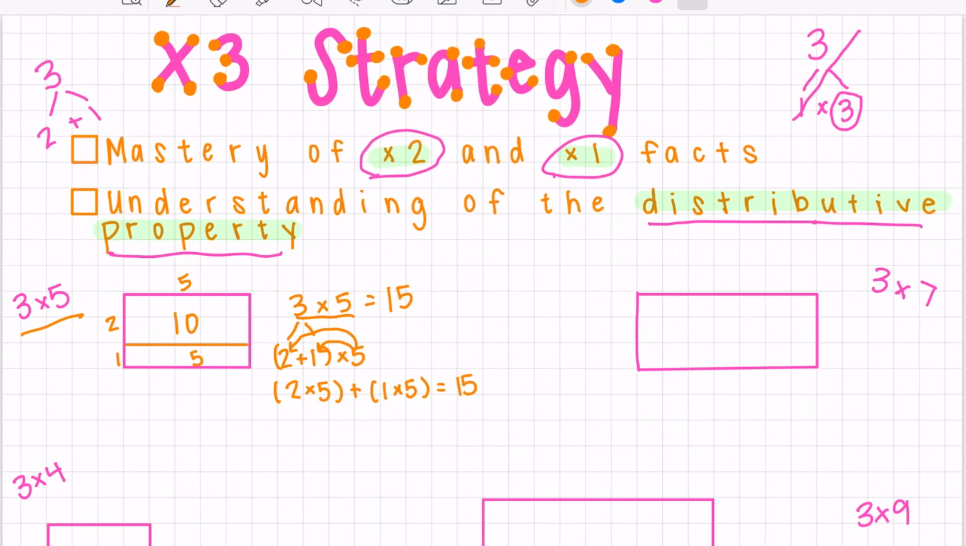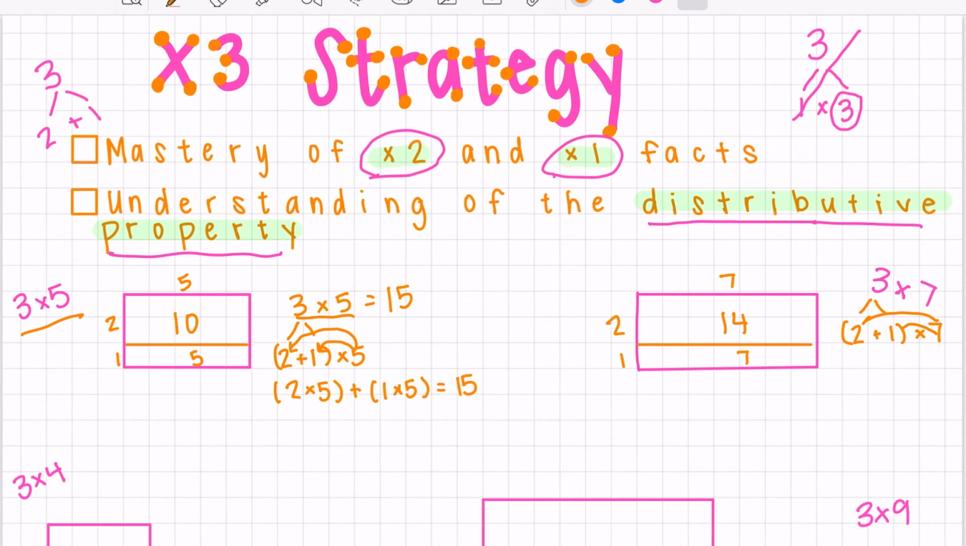Next, let's look at 3 times 7. We will decompose it into 2 and 1. So now we have 2 plus 1 times 7. We're going to distribute the 7 to the 2 and to the 1. Double of 7 is 14, and 1 of 7 is 7.